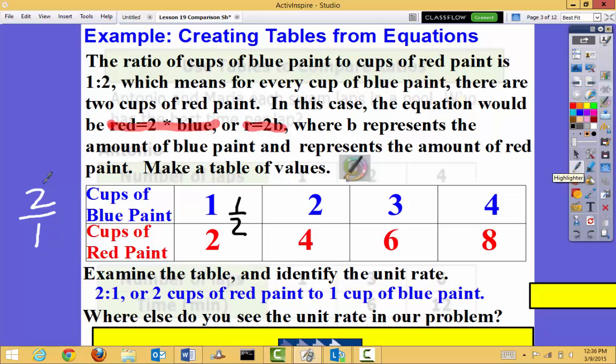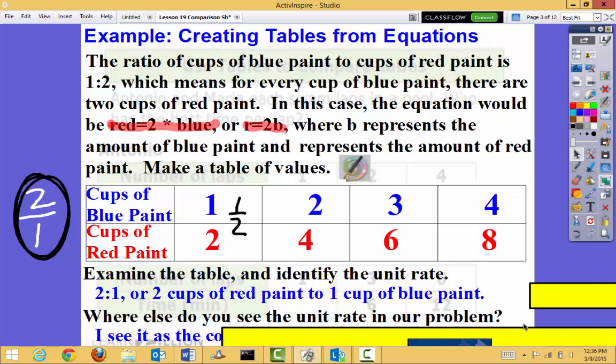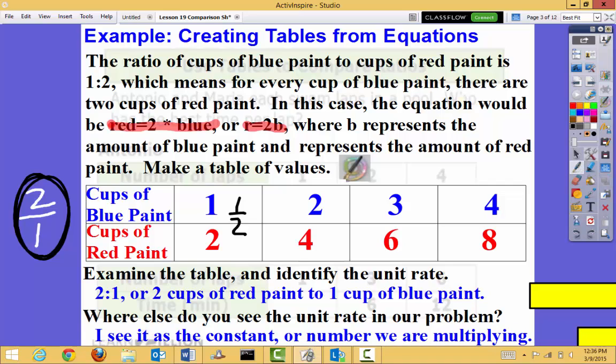Where else do you see the unit rate in our problem? Well, I want you to look. Where else do I see this 2 in my problem? Do you see it anywhere? There's one spot you should see it. You should see it as the constant, or the number we are multiplying by. So if I look back in my original equation up here, I want you to see where this 2 pops out. This 2 is right there. So my constant, what I multiply by, is also going to be my unit rate. That's today's focus. Your constant is also your unit rate.